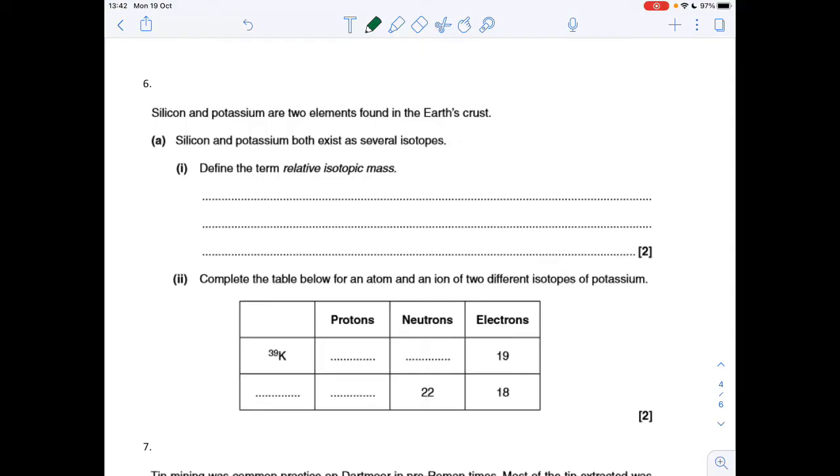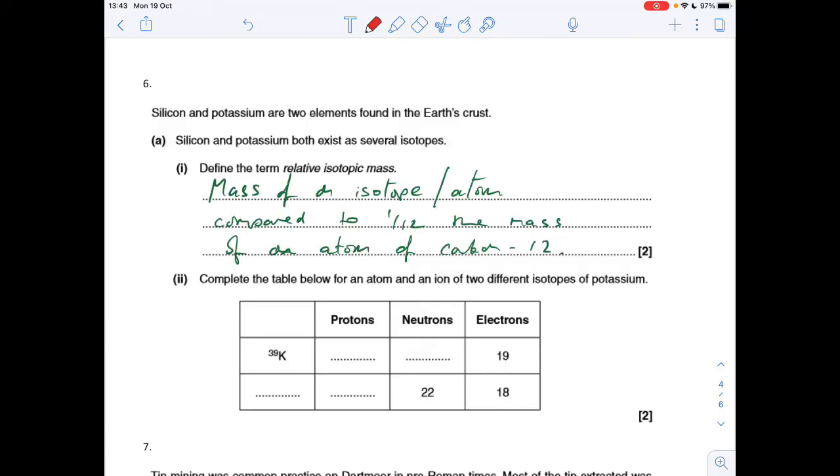Okay, so question 6. Silicon and potassium both exist as several isotopes. Define the term relative isotopic mass now. So last time we had relative atomic mass. So here's the definition for relative isotopic mass. So relative isotopic mass deals with an individual isotope of an atom. So you need to say mass of an isotope or atom compared to 1/12 the mass of an atom of carbon-12.